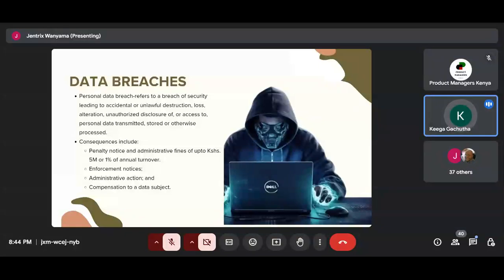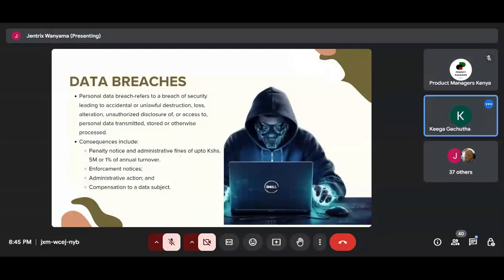Next, we're going to be canvassing data breaches. And so a personal data breach refers to a breach of security leading to accidental, unlawful destruction, loss, alteration, unauthorized disclosure of, or access to personal data transmitted, stored, or otherwise processed. The consequences include a penalty notice or administrative fines of up to 5 million shillings or 1% of your annual turnover.